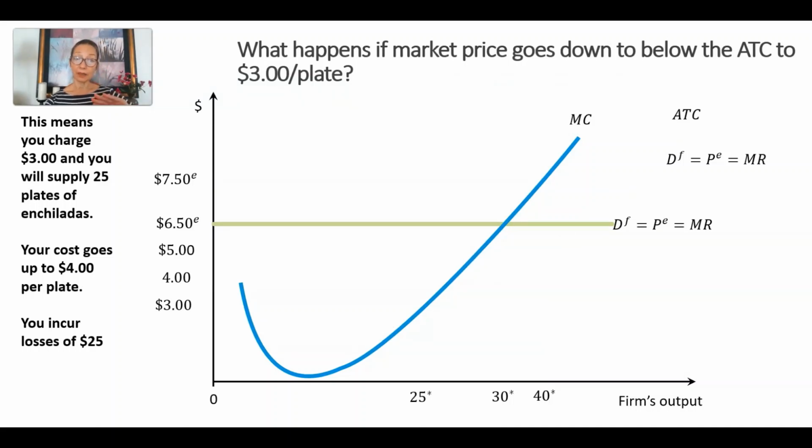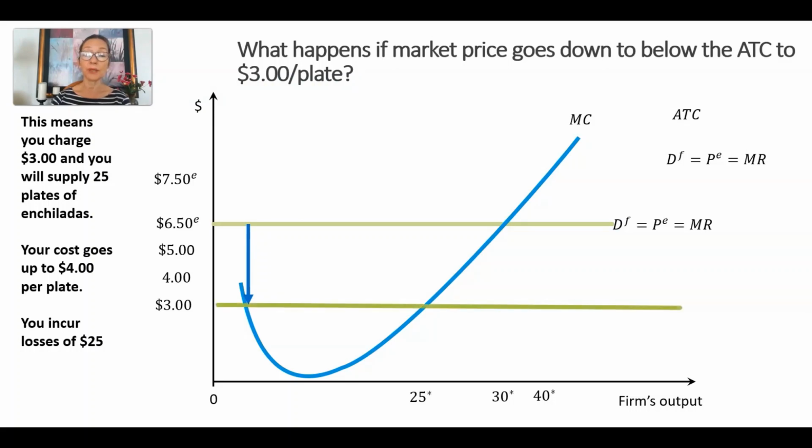Now, on the flip side, what happens if the market price goes down to below the average total cost? Let's say people don't like enchiladas for whatever reason, demand drops, shifts to the left, the price of the market enchilada goes down to $3. First question is, when that happens, what happens to our price that we have to charge? Well, we know that if the market price goes down, our firm has to charge less. So we will charge the market price of $3.